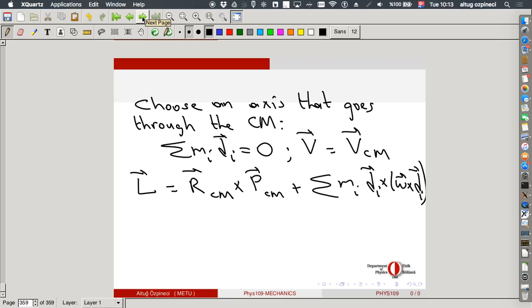Now, the important thing is that if you choose an axis that goes through the center of mass, you can split the angular momentum into the angular momentum due to the translational motion of the center of mass plus the angular momentum for rotations around the center of mass. Now, if you see, if omega is 0, if there is no rotational motion, still there is an angular momentum due to the translational motion.